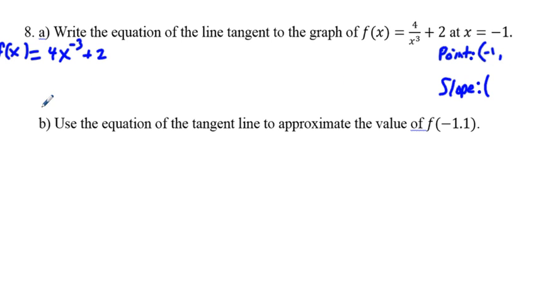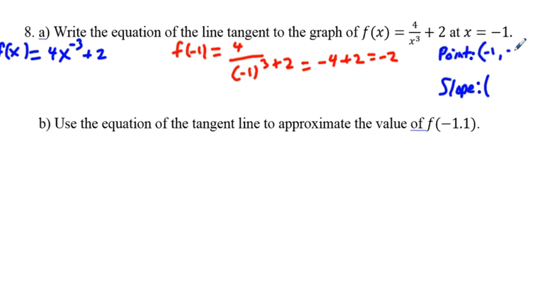So we have our x value. We want to find f of -1. So f of -1 is equal to 4 over -1 cubed plus 2. Well, -1 cubed is -1, and 4 over -1 is going to be -4 plus 2 equals -2. So our point is going to be -1 comma -2. And now for our slope.